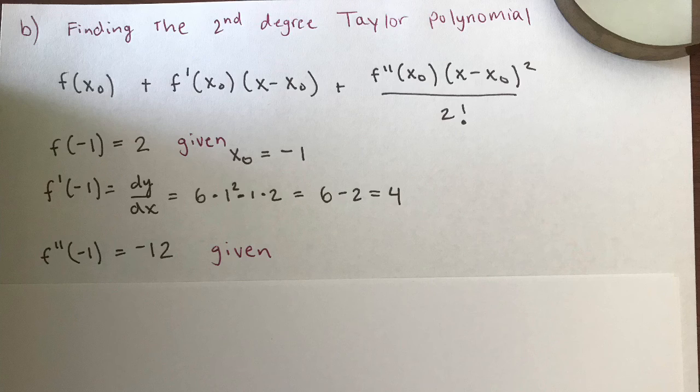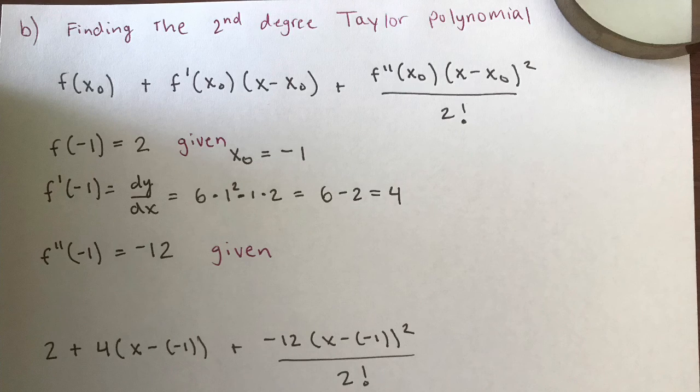The third part we want to do is find the second derivative, f double prime of -1, and this is given to us in part B as -12. So now we can use our found values and plug them into our Taylor polynomial structure in order to get our final answer.